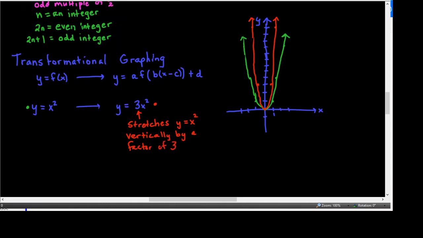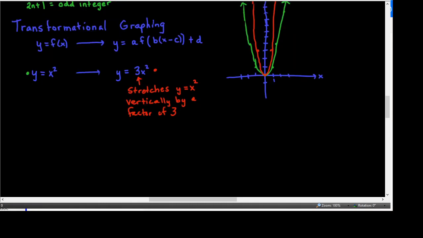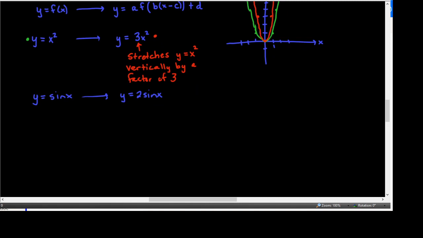Okay. So let's now apply that idea, and by the way, that's the A we're talking about in my generic equation up there at the top, to a trig function. So if I start with y equals sine of x, and we now know what that graph looks like, and I ask you to graph y equals 2 sine of x, we now know that that's going to stretch the graph of sine of x vertically by a factor of 2 this time.